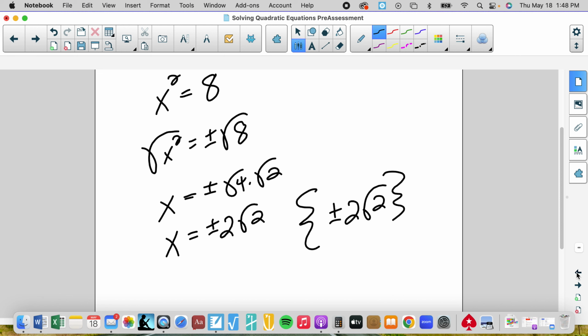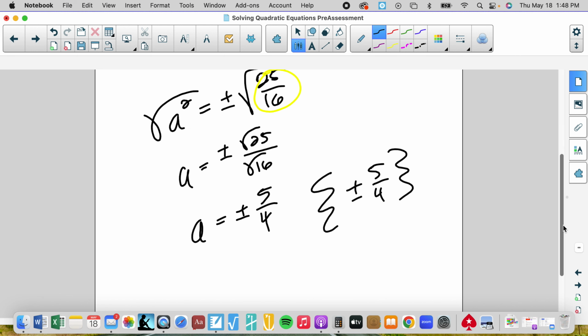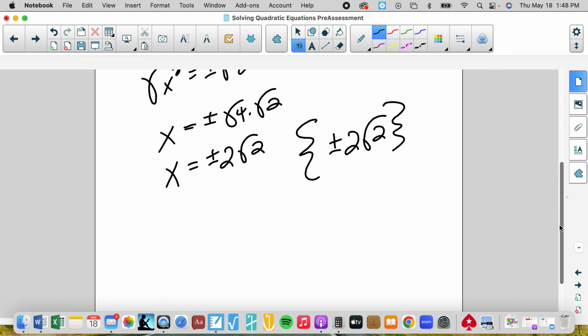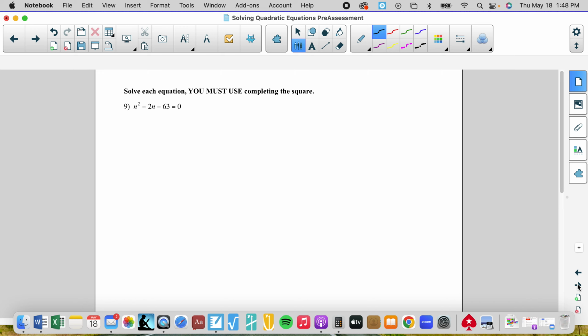Did I do the other one in a solution set? Yes, I did. Just want to make sure I did it in a solution set. Plus or minus 2 rad 2 is my solution for that one. Those are pretty straightforward. That's probably going to take you about a nanosecond to do those 4 problems.